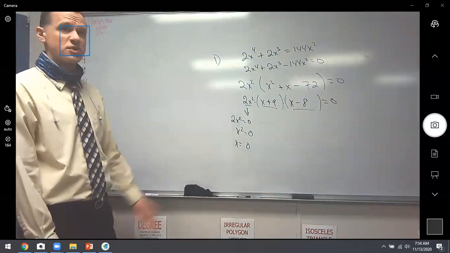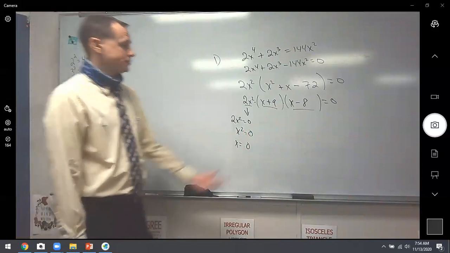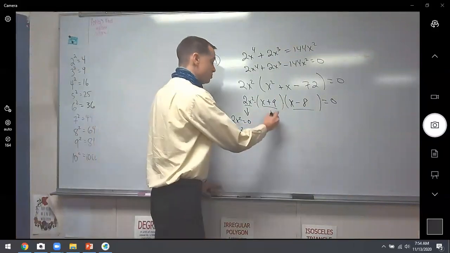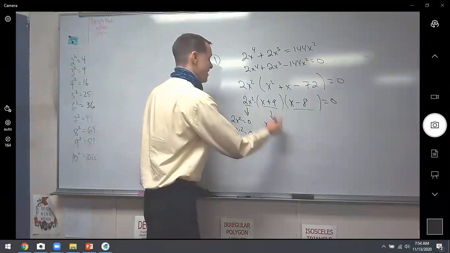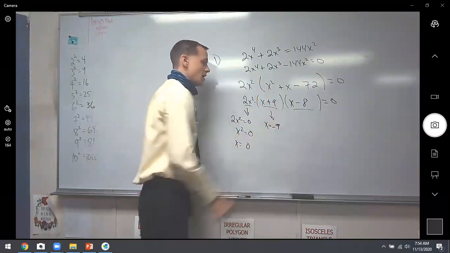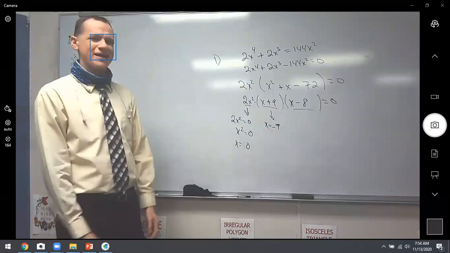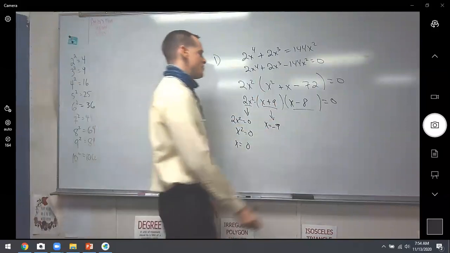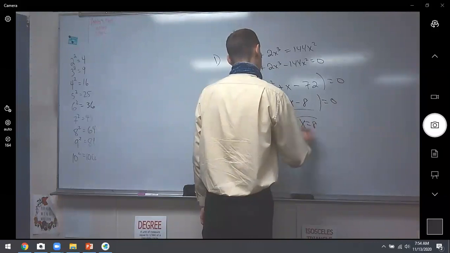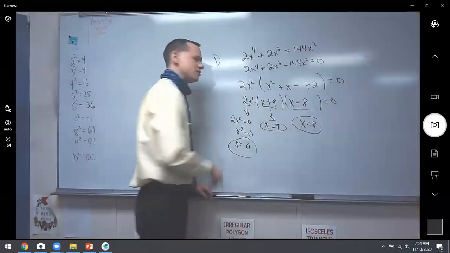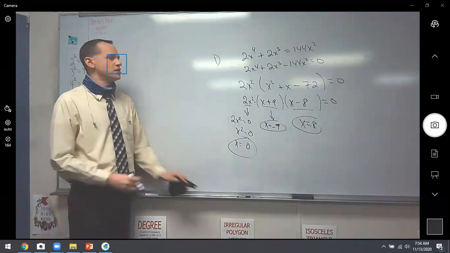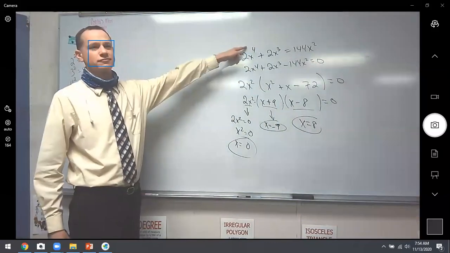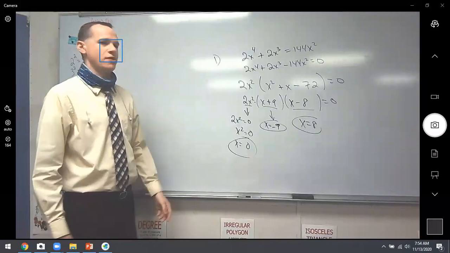So that factor tells me x could be 0. Going down this one, x plus 9 would equal 0, but immediately that implies x equals negative 9. And over here, if x minus 8 equals 0, then that immediately implies that x must be positive 8. So there are 3 answers to this problem, which is kind of cute right there. So you're already doing bigger things right there. It just turned into something simpler that you already know how to do.